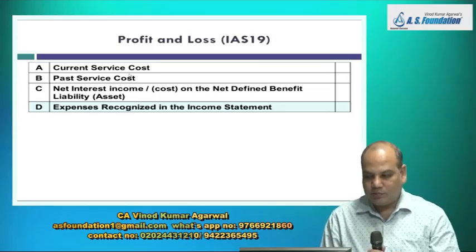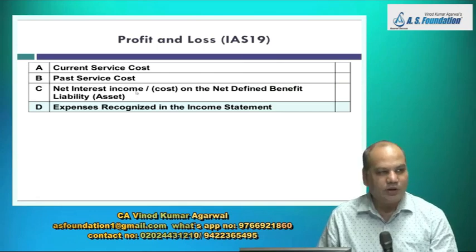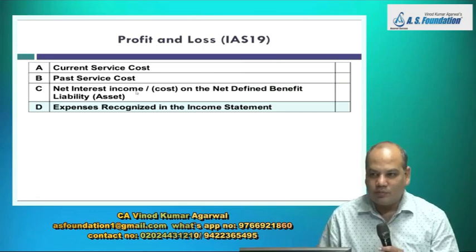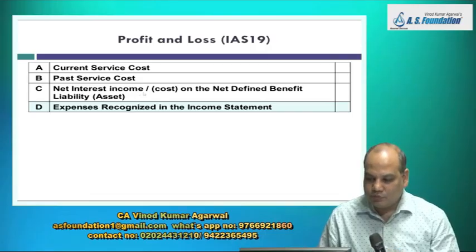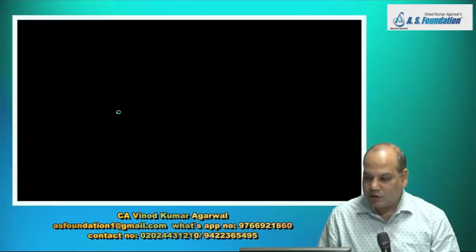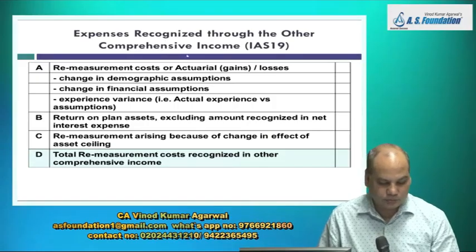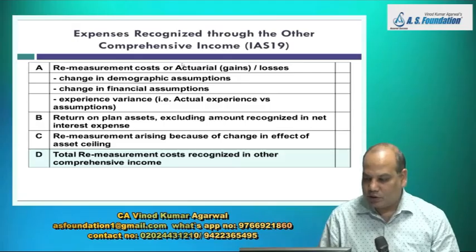Net interest income, because on one hand you are incurring expense, but at the same time, using that money which you have invested, you are earning income also. So therefore net interest income or expense, and then expense recognized in income statement. Now write down expense recognized through OCI.